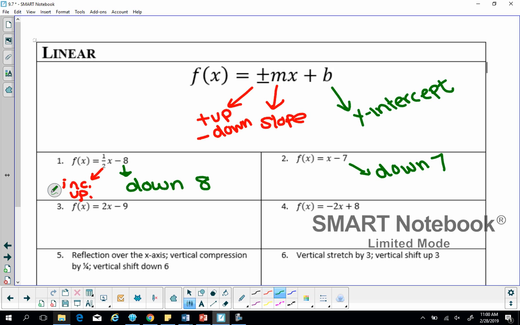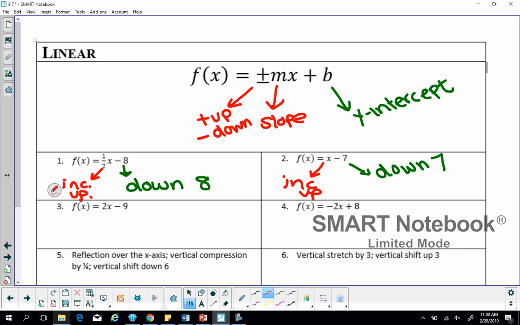Is this increasing or decreasing? If it's positive, what is it doing? Increasing. It's going up. That's all we're doing on this page? Yeah. So that's it. So you're filling the rest in.